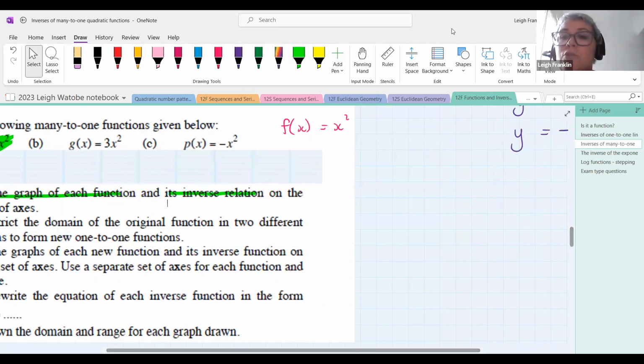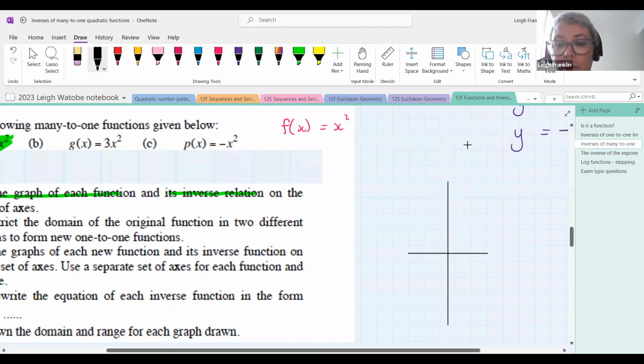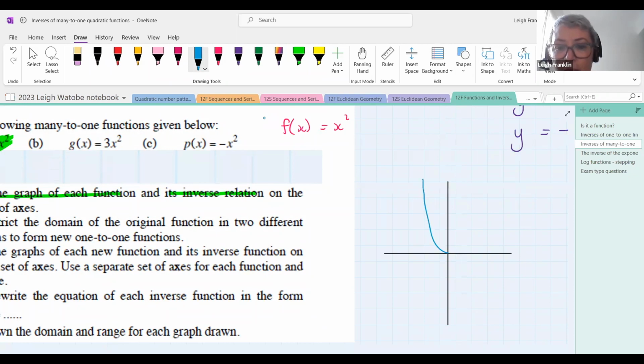All right, so if I'm going to draw this graph, let me grab myself a set of axes. There we go. And my graph is going to look something like that. It's still going to have its turning point at the origin. I beg your pardon, do you have a question? Okay, maybe not.